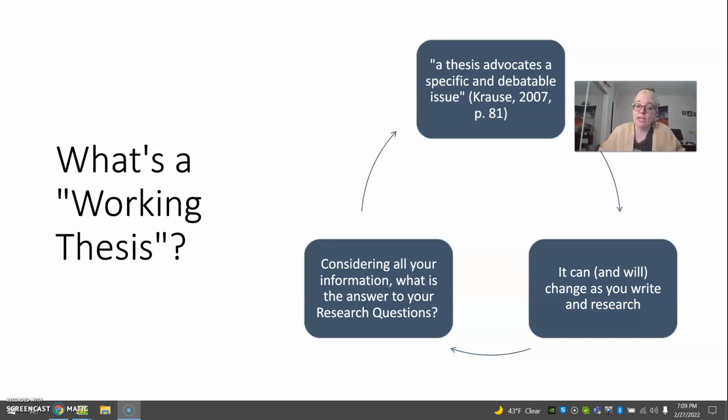Essentially, your working thesis is the answer to your research question, all right? You started with this question about the community and the group that you were looking at for your ethnography, and your working thesis is going to be, now that you've gathered this information, how would you answer that question? So let's look at a couple examples.